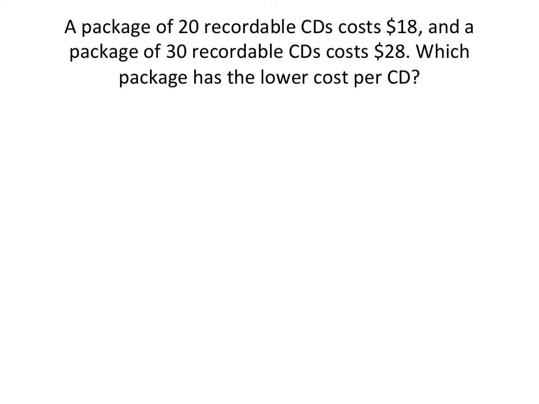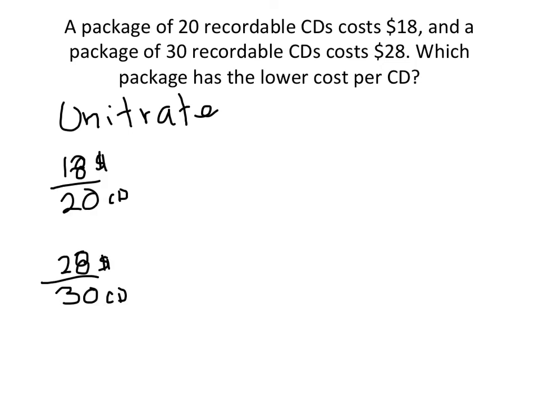Alright, so let's see what we have on this slide. We have a package of 20 recordable CDs that costs $18, and a package of 30 recordable CDs that costs $28. Which package has the lower cost per unit? Well, to do this, we have to know what one CD would cost in each situation, or, as we learned, the unit rate. So you can see I wrote both situations out, where I have $18 for 20 CDs and $28 for 30 CDs.